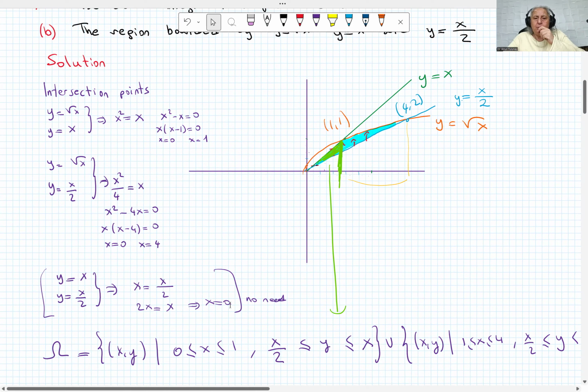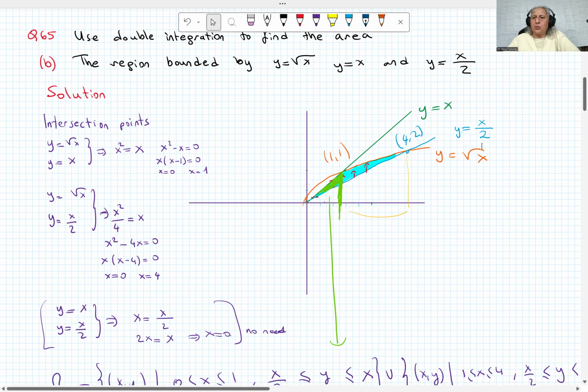And if you put for the other curve y is equal to x over 2, we don't need anything because we know that they intersect at x is equal to 0, so there's no need for it. Okay, when x is equal to 4, y is equal to 2. That is where this one is coming from.